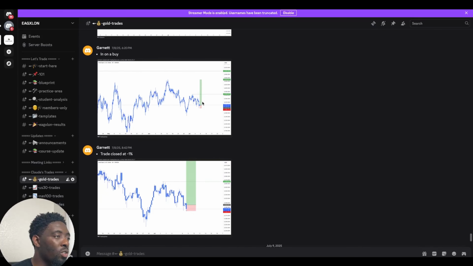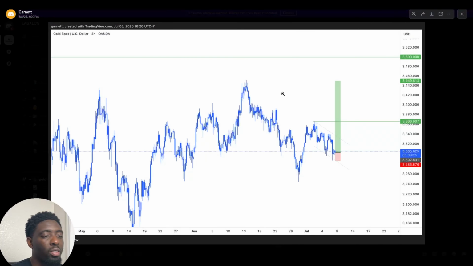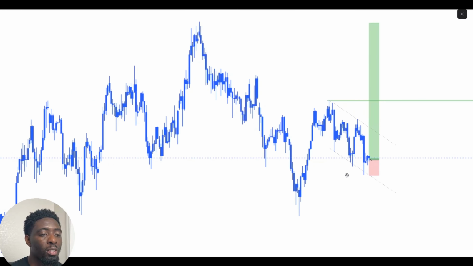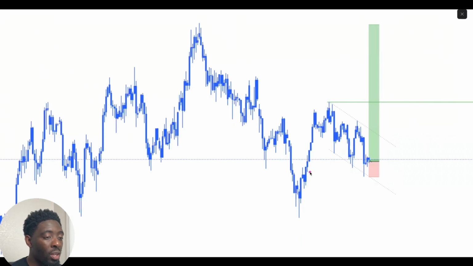So coming into this week, perfect, right here on the 8th. I'm going to make this a little bit bigger and I'll just show you guys. So we had an impulsive move to the downside. We had a correction. I had an entry, stop loss right here. The intention was just to take out these highs right here.